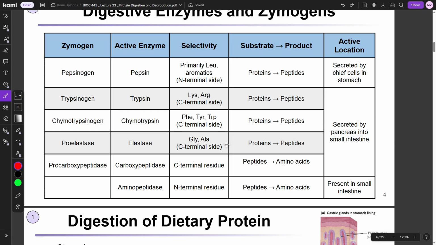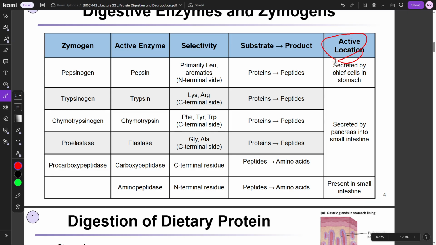Elastase for glycine and alanine on the C-terminal side. Carboxypeptidase, just any C-terminal residues, and aminopeptidase is just for any N-terminal residue. So the substrates for each of these, generally it tends to be either the proteins or peptides. And in this case, it either produces a peptide or it produces amino acids, right? So you can basically see when we go from a protein to a peptide to individual amino acids. So the main ones to keep in mind are like the first line of defense.